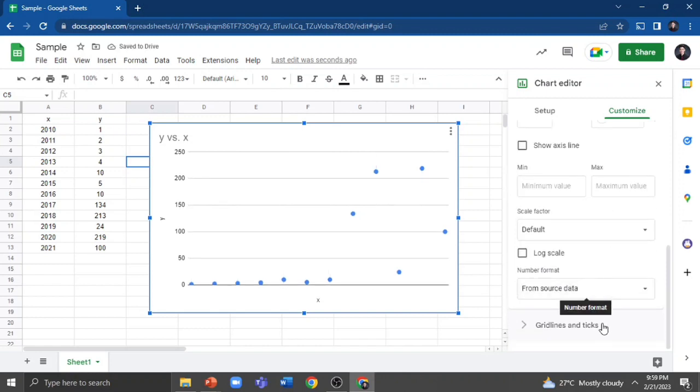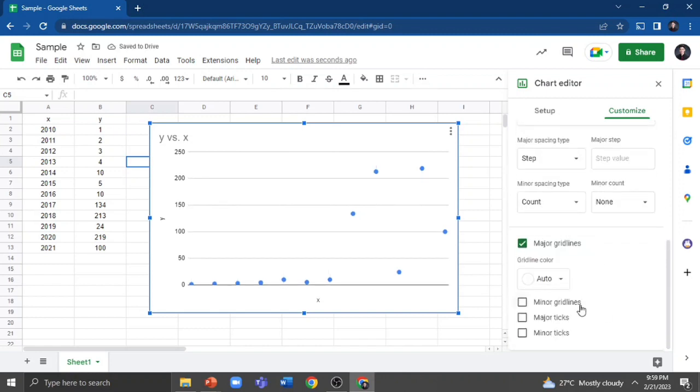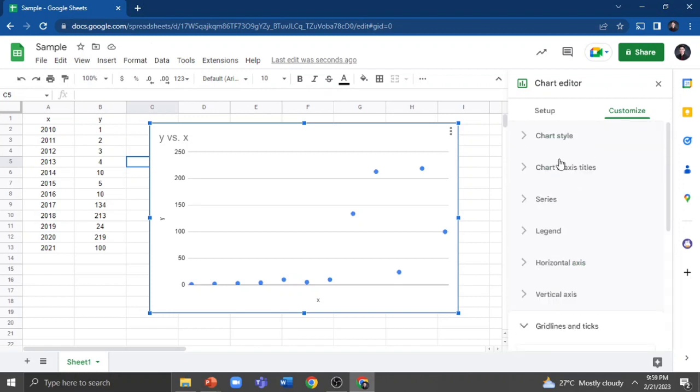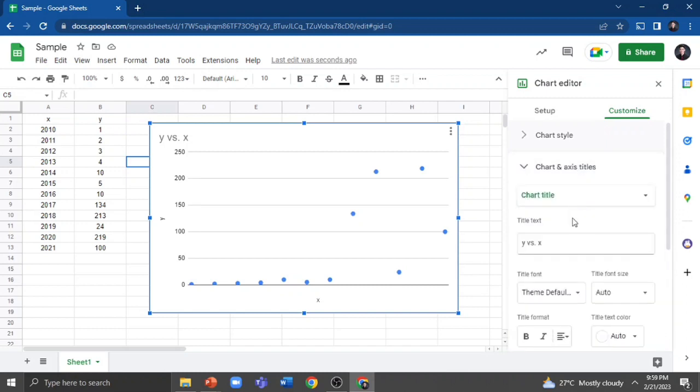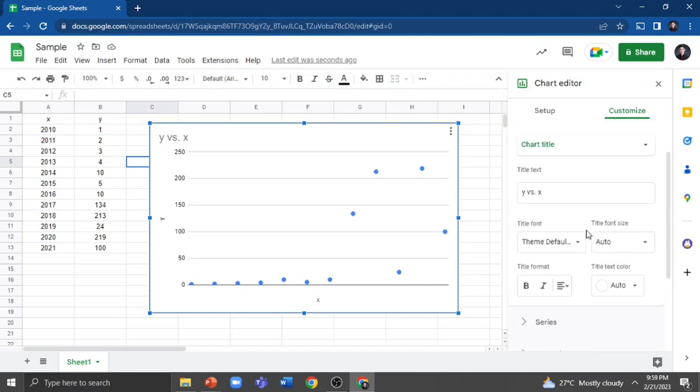Let's double check. I kind of forgot where it is, but basically you just have to open them one by one. No, it's not in chart style. Again, you can edit it here. Okay, this is the first one that we can edit. Now, I would like to edit this first so that you can see what we're talking about.